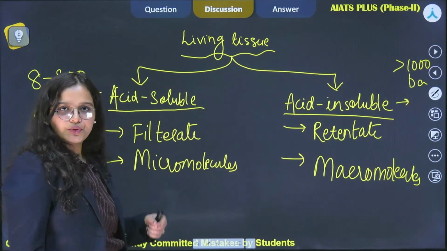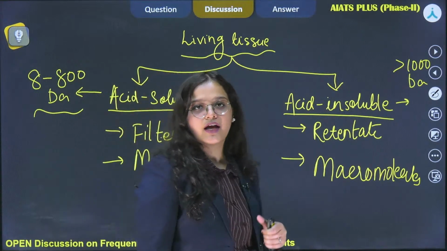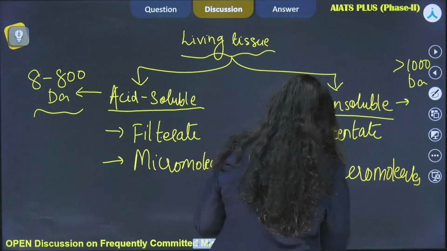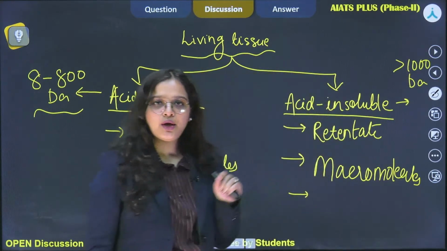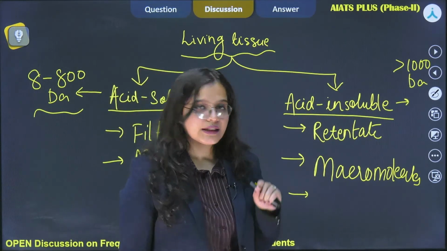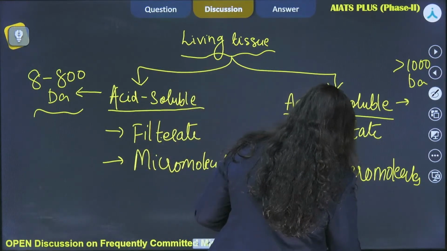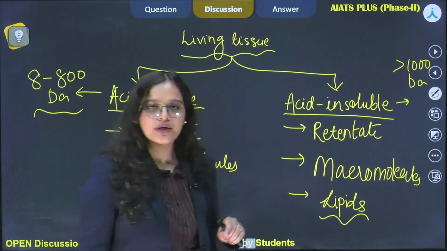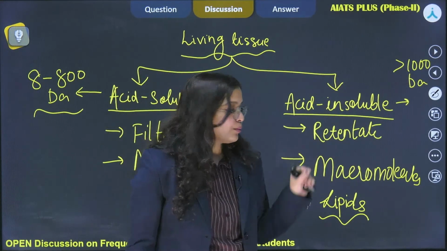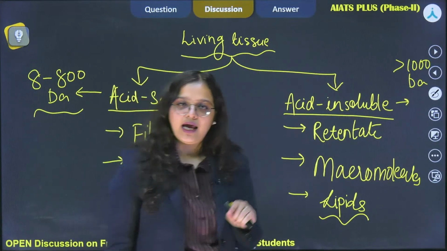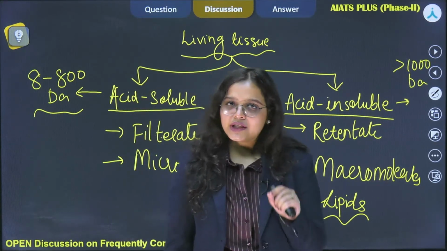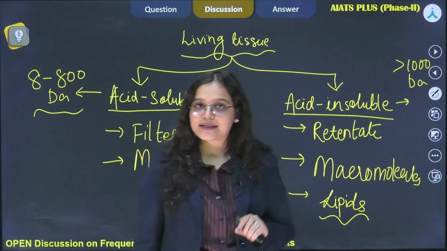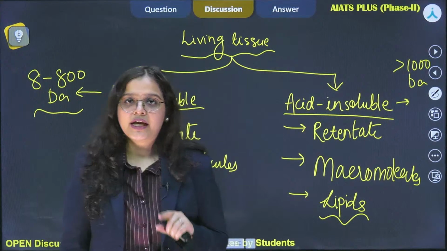So in the macromolecules, we have the polysaccharides, we have the proteins, we have the nucleic acids. But one exception here again, as biology is full of exceptions, is the exception of lipids. We say that lipids are not macromolecules very precisely, as their weight is generally lower than 800 Dalton, but still they are found in the acid insoluble fraction. And why does that happen?